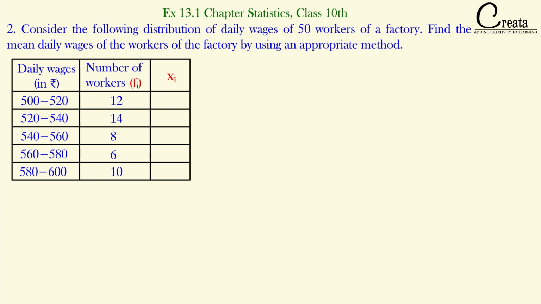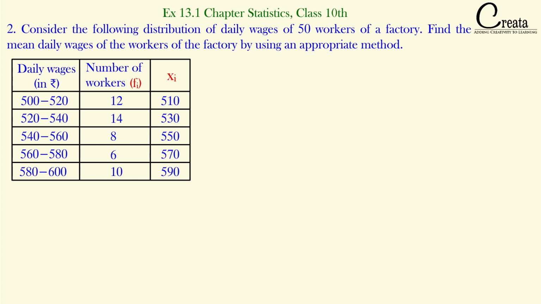How do we do that? We find the midpoint. Here, what will be the midpoint of 500 and 520? It will be 510. Either you can use a calculation, that is upper limit plus lower limit upon 2, 500 plus 520 upon 2, that comes out to be 510. That is the midpoint of the range. Similarly, we will calculate the midpoint of all the ranges. 520 to 540, it will be 530. Next, it will be 550. Next, it will be 570 and 590. Got it? We got the observations, that is Xi.